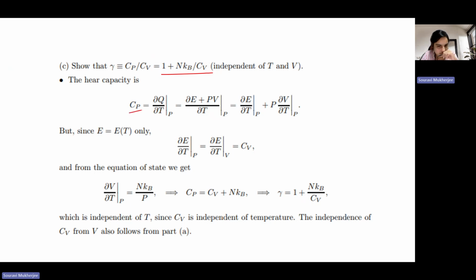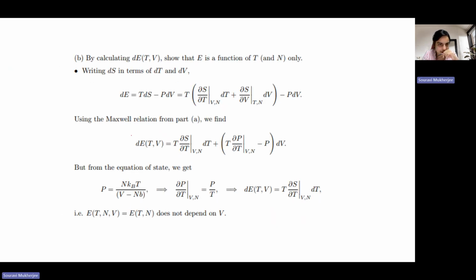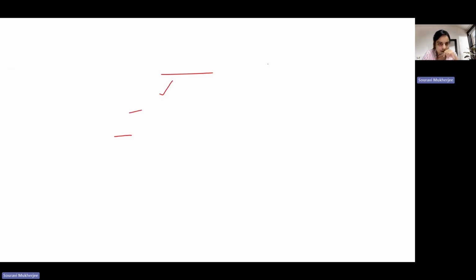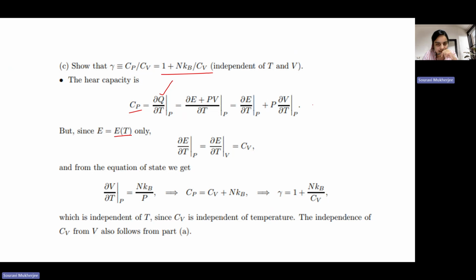Now you know the definition of Cp, you know the definition of Cv, right? Cp is dq dt at constant pressure. You can rewrite dq using the first law, dE plus pdV. Now, since E is a function of temperature only, and this is something we just found out, it just depends on temperature. So because E is a function of temperature only, del E del T at constant pressure will be the same as del E del T at constant volume, right? And del E del T at constant volume is nothing but Cv. This is the definition of Cv, right?